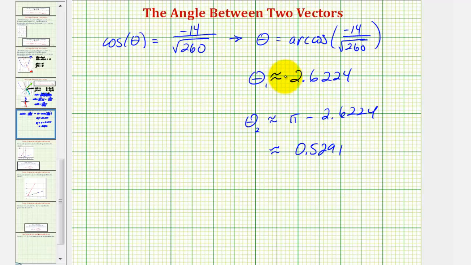So depending on your text definition of an angle of intersection between two curves at a point, you may be expected to find one of these two angles.